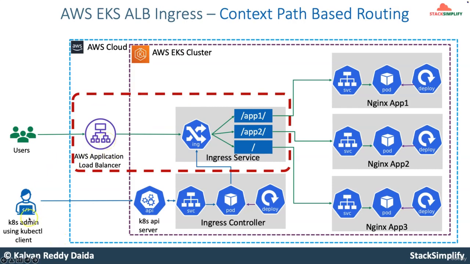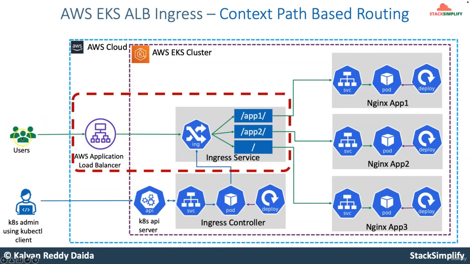So whenever, as a Kubernetes admin, you provide the ingress service Kubernetes manifest for the K8s API server, the ingress controller watches and creates the ingress service. This ingress service is nothing but an equivalent AWS application load balancer object. That's all.